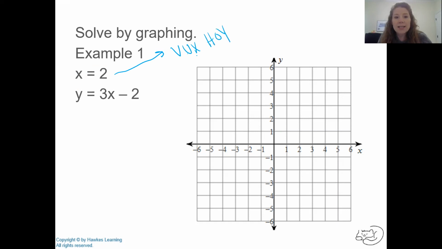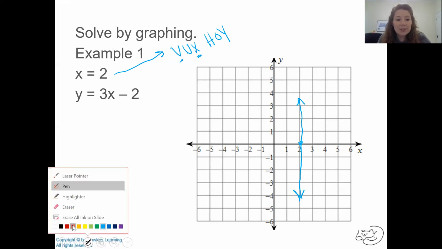All right, and you go, oh, okay, it's an X, which means it's a vertical line. So we're going to go over here on the X-axis and find the number 2. We're going to draw a vertical line where X equals 2. And then we're going to graph the other line. So let me change colors.